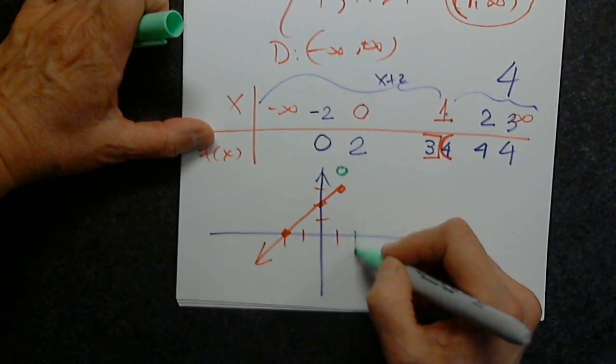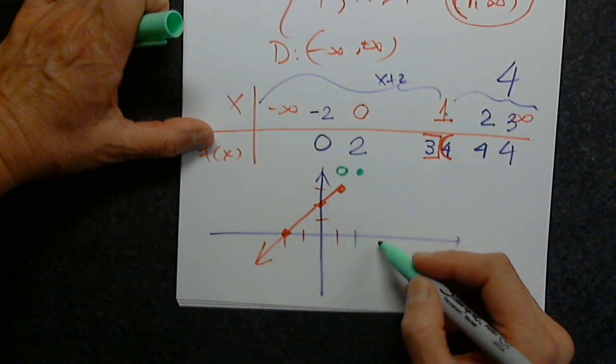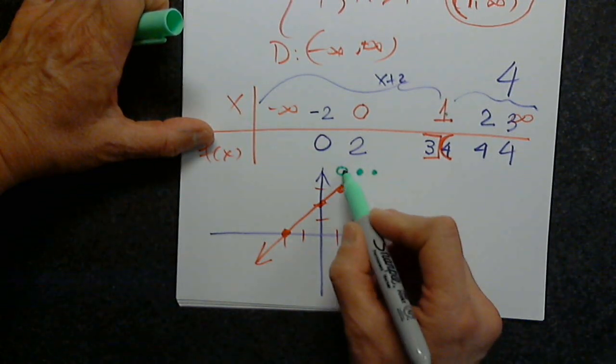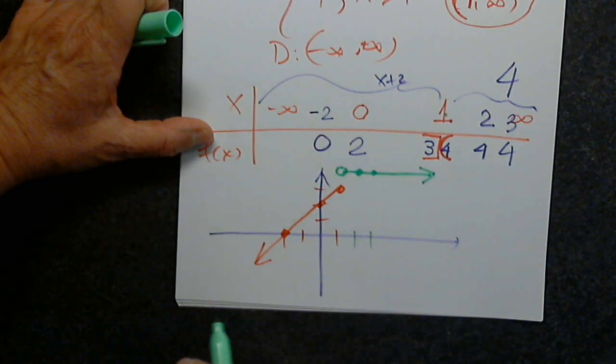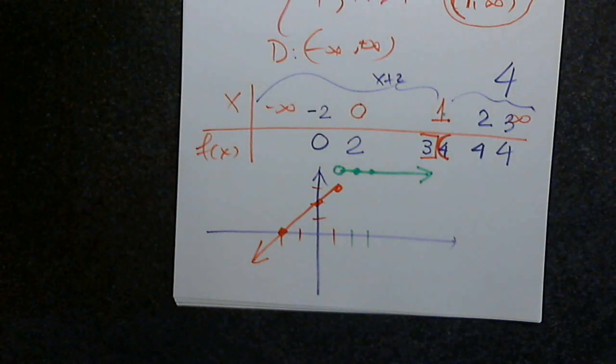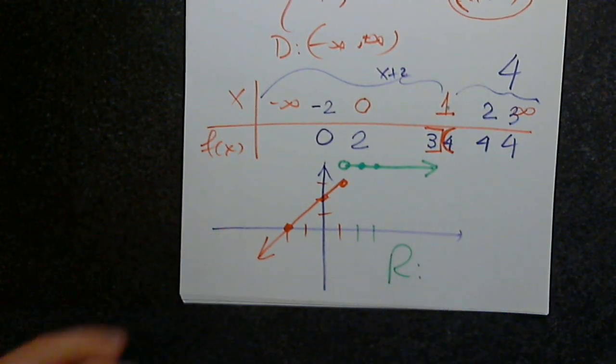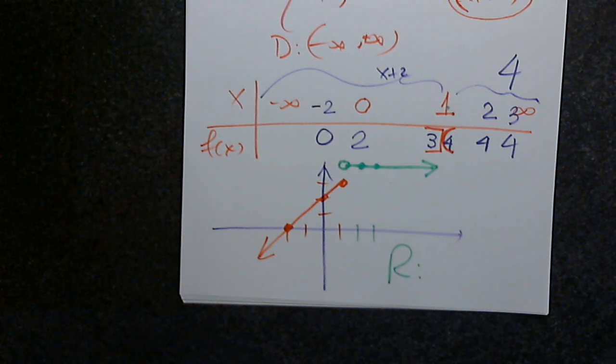2, 4. 3, 4. So this is the graph of a piecewise defined function. And what if I ask now, find the range? Carefully find the range.